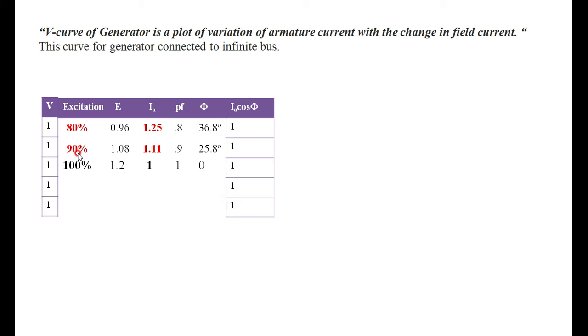Then what you are observing here is that when the excitation goes on decreasing, the generated voltage goes on decreasing. However, the armature current goes on increasing.